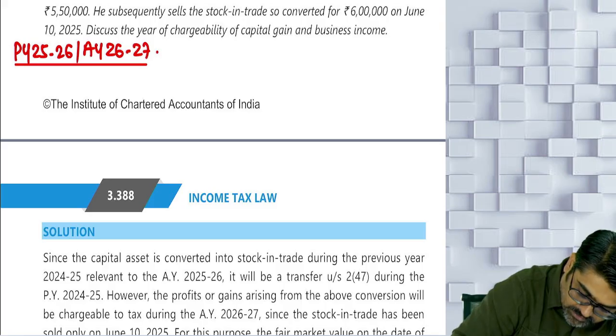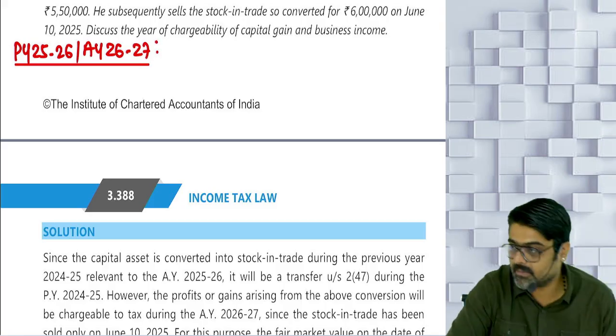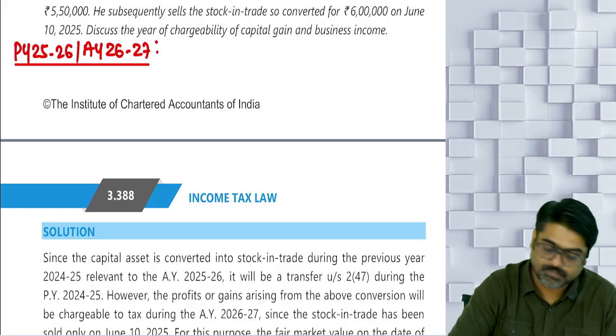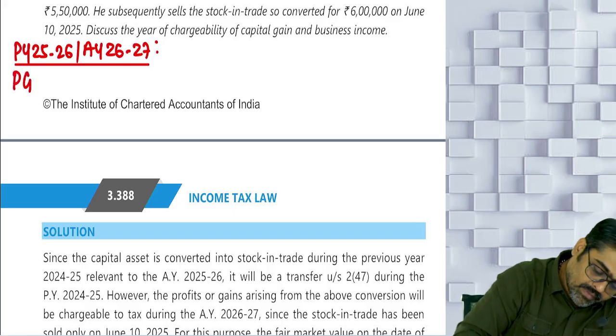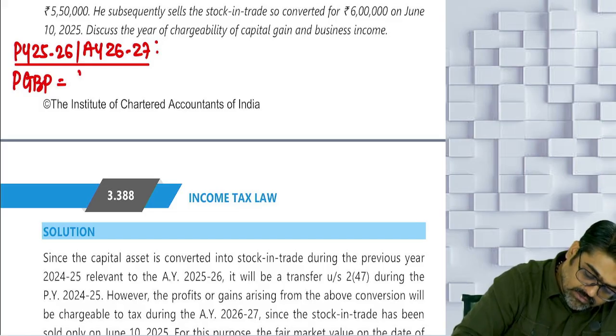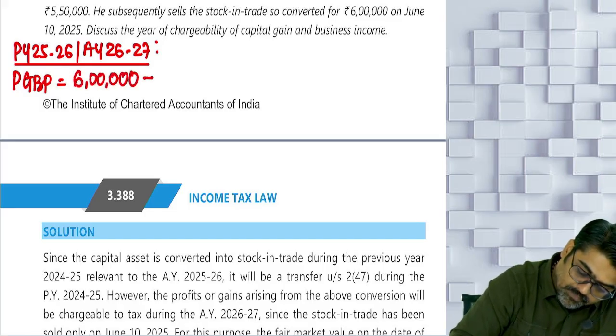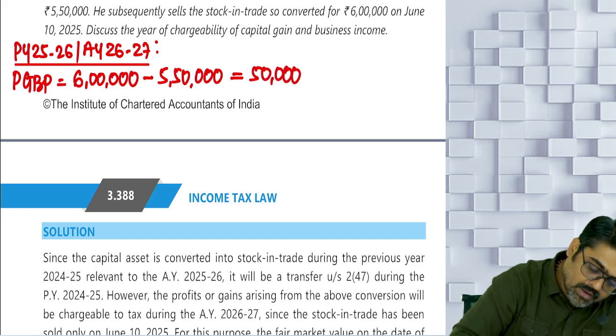In this year, one statement you will prepare or two statements? First statement for PGBP income. To calculate PGBP income, what is the selling price? Minus what is the cost? Fair market value as on the date of conversion. Yes or no? So this entire 50,000 will be taxable as your PGBP.